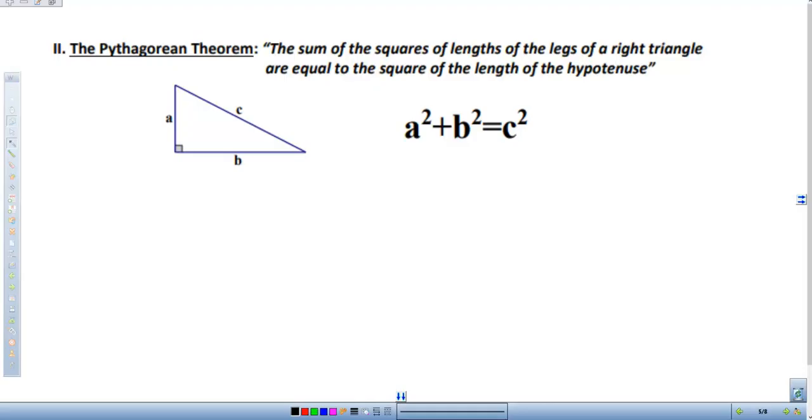The Pythagorean theorem states that the sum of the squares of the lengths of the legs of a right triangle are equal to the square of the length of the hypotenuse. That is extremely wordy. Don't stress about trying to memorize that or anything.